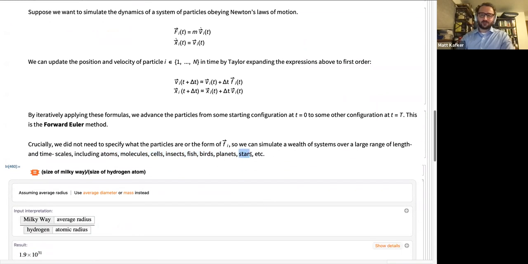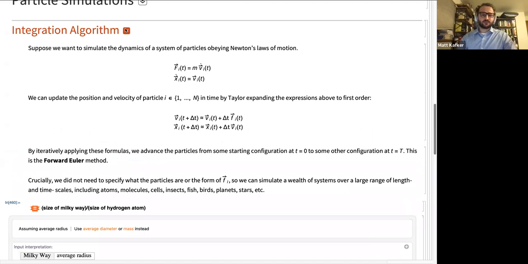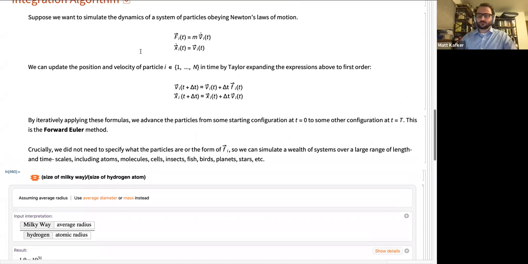But if you wanted to use this to simulate galaxy formation, maybe you have the size of the Milky Way compared to the size of a hydrogen atom. I wouldn't take this number too seriously, but it's something like 31 orders of magnitude of length scales that can be reasonably discussed using this first semester high school physics and putting it on a computer. So that's pretty cool. And I'm going to go into a couple of examples of this. Unless anybody has any questions before I move on. Okay.